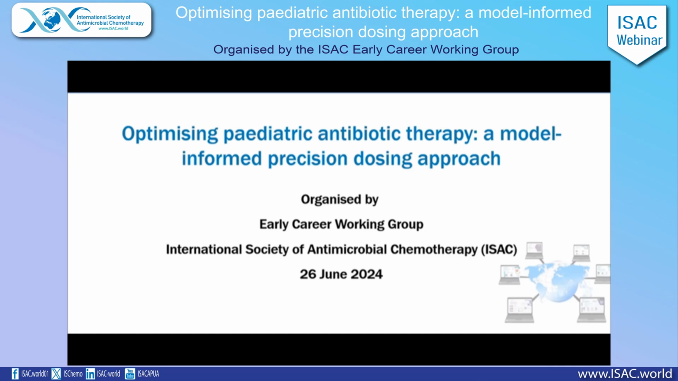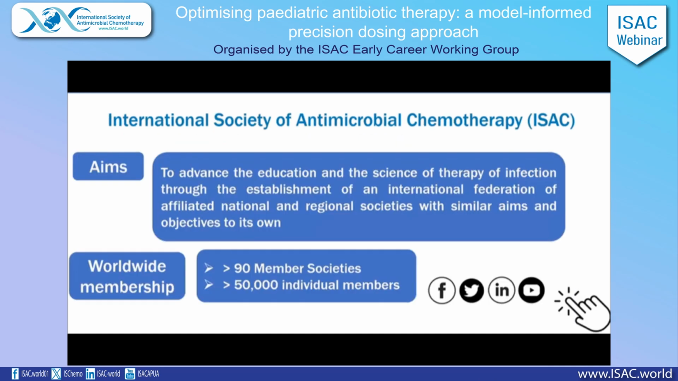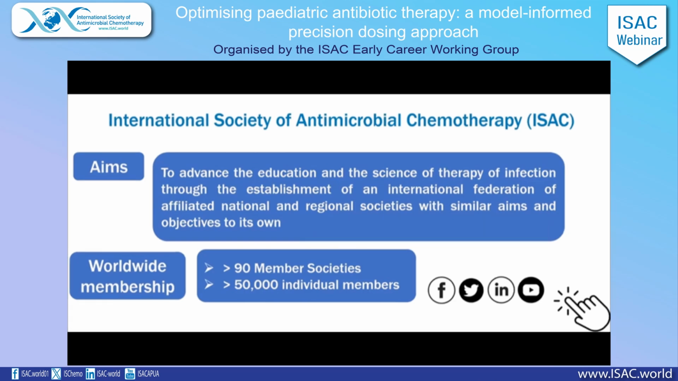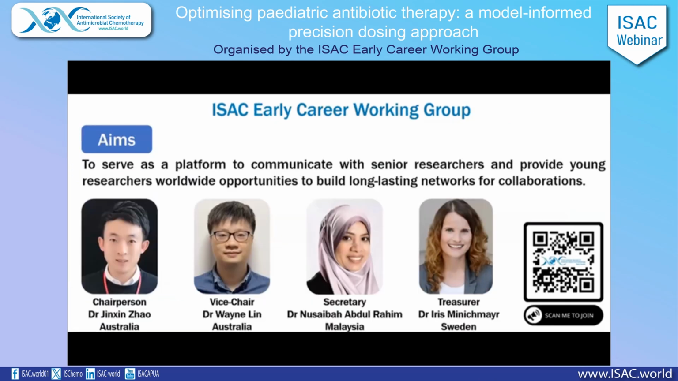I would like to briefly introduce ISAC and the ISAC Early Career Research Working Group. Under ISAC, there are actually 21 working groups. Our early career working group works closely with ISAC as well as other ISAC early career researcher members, focusing on serving as a platform to communicate with senior researchers and providing early career scientists worldwide opportunities to build long-lasting networks or collaborations. Our working group leadership team is actively working with ISAC and other ECR members to propose programs and events for the ECR community.